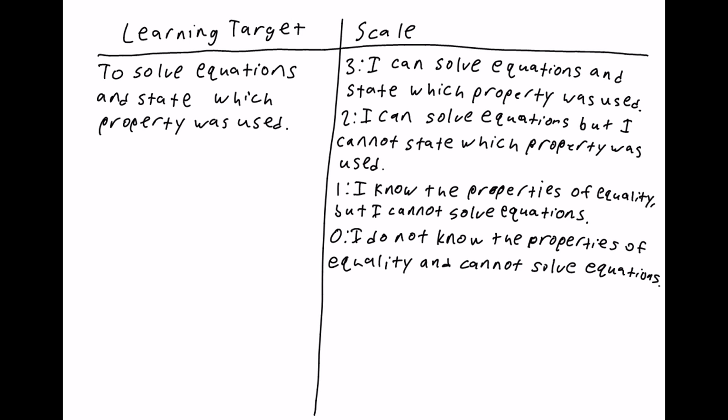For 3, you can solve equations and state which property was used. 2, you can solve equations, but you don't know which property was being used in each step. 1, you know the properties of equality, but you can't solve equations. And 0, you don't know the properties of equality and you can't solve equations. Let's get started.